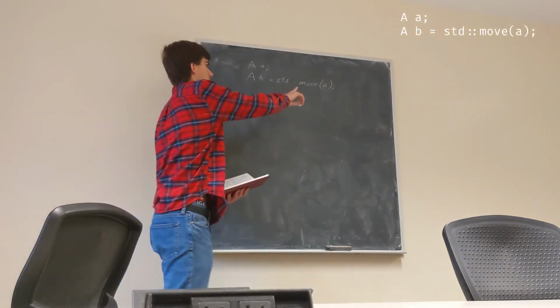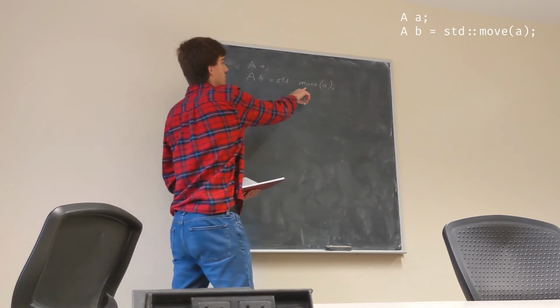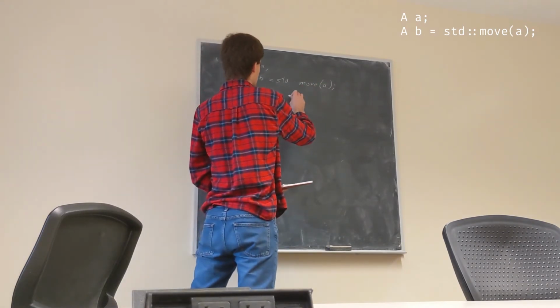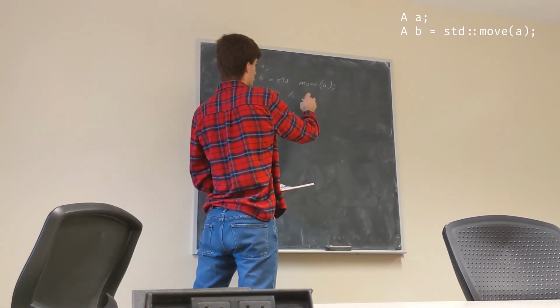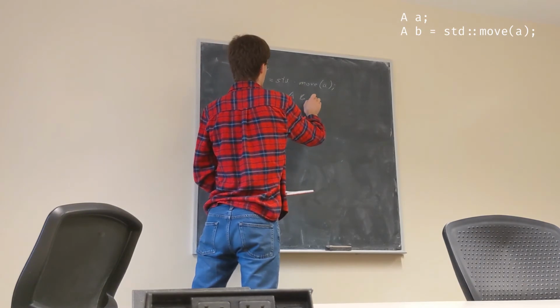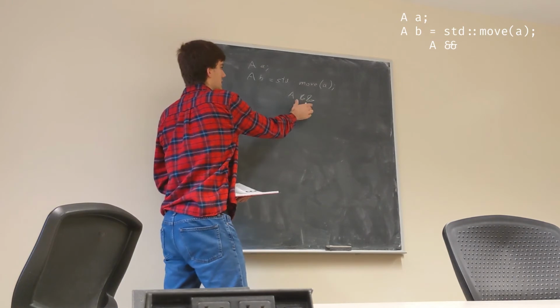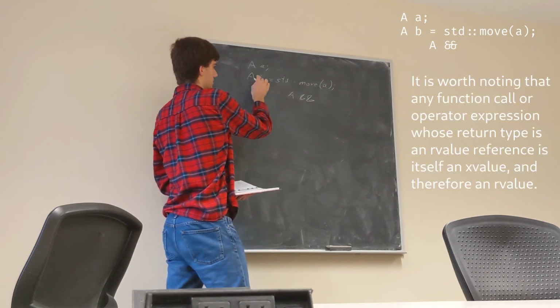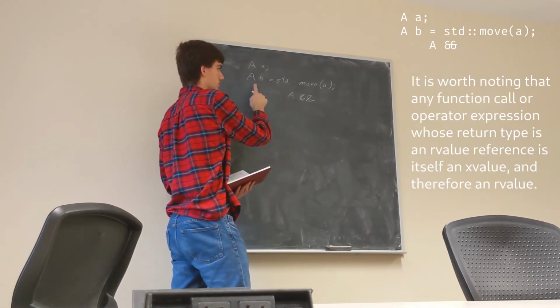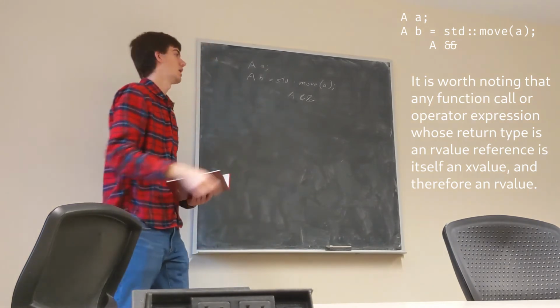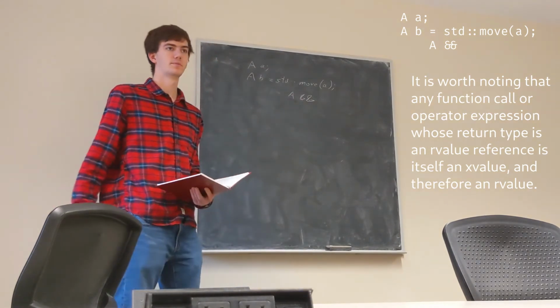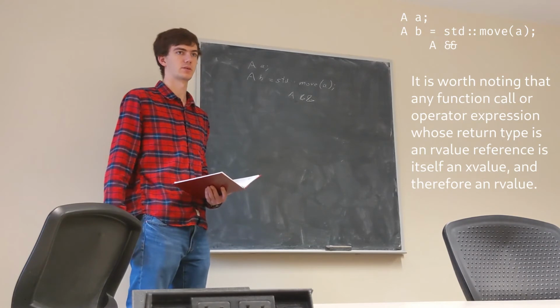And how that works is, the return value of move when passed in A will be the type, the return type of move in that case is R value reference to A, which prefers binding, which directly matches the move constructor, which takes R value reference to A, and therefore it prefers the move constructor in that case.